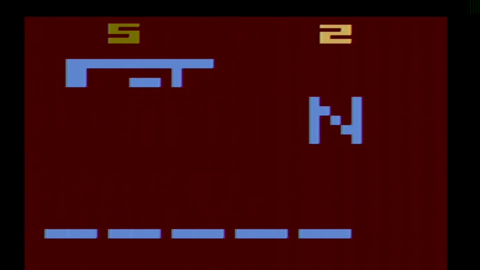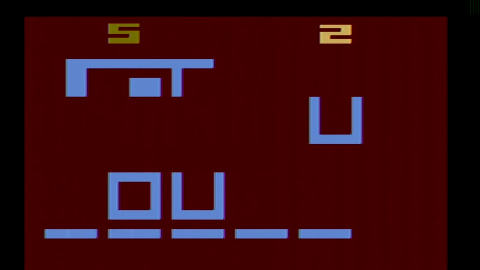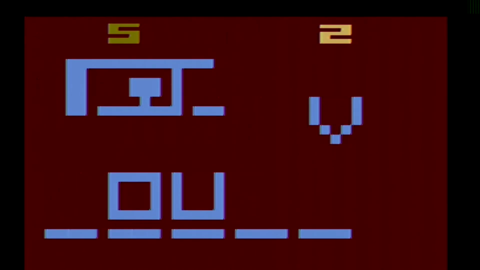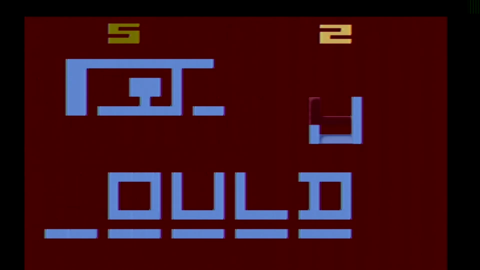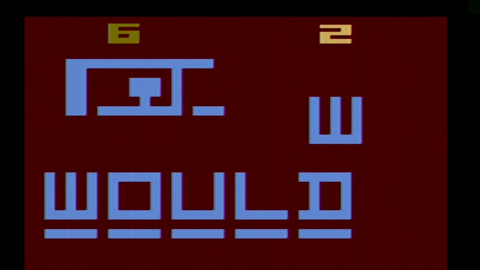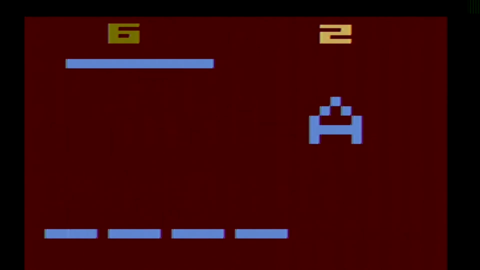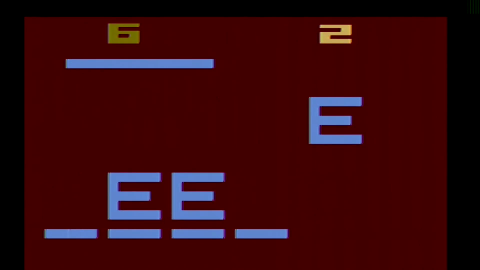And coming up to the new word. I guess we went with an O. And a U. See what else there is. No S, no R. There is an L. And anything else? D. Okay. And wood. 6-2 so far. I think I'm doing pretty good. 2 E's.